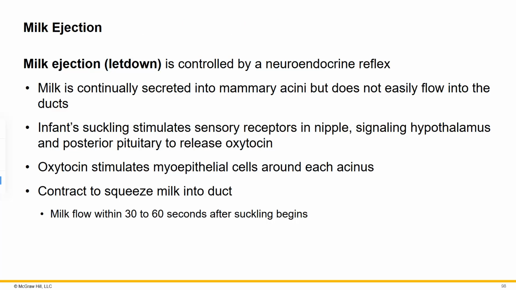Milk ejection, also known as milk letdown, is controlled by a neuroendocrine reflex. Milk is constantly secreted into mammary acini, but does not easily flow into the ducts. Infant suckling stimulates sensory receptors in the nipple, signaling the hypothalamus and posterior pituitary to release oxytocin. Oxytocin stimulates myoepithelial cells around each acinus to contract and squeeze the milk into the duct.